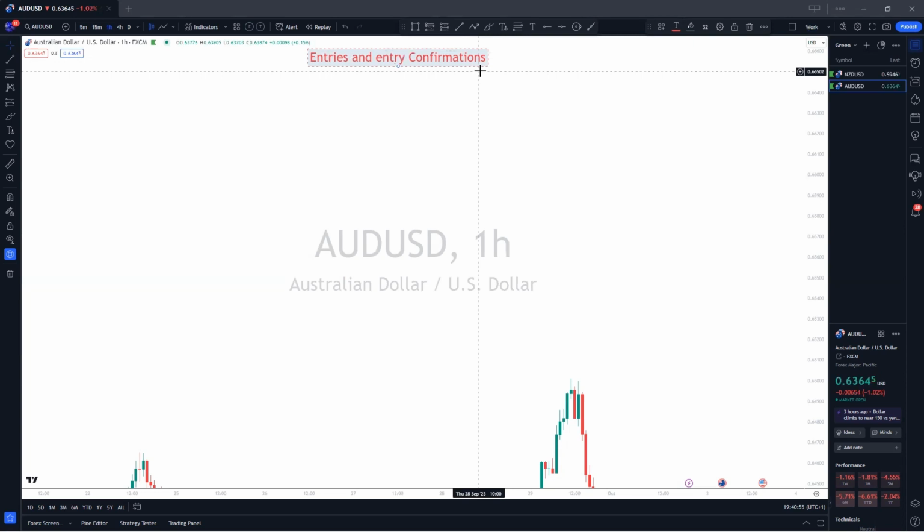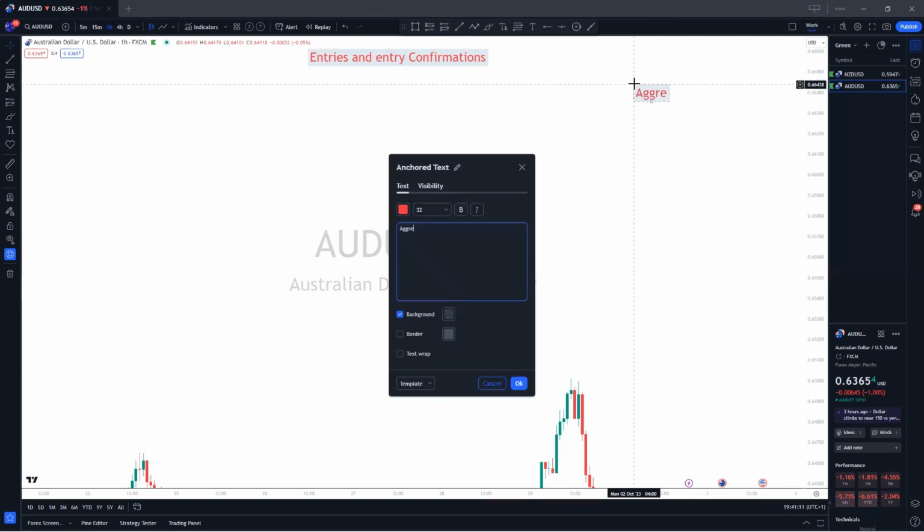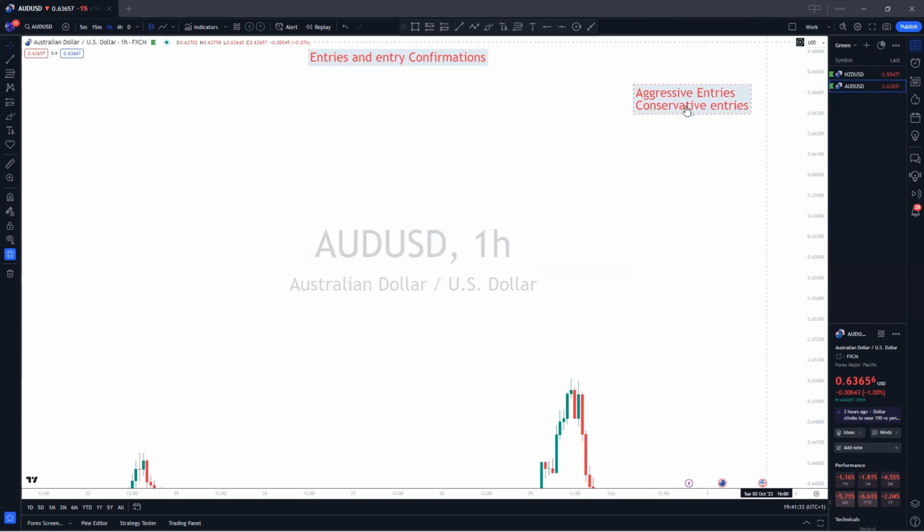Now, when it comes to how you're going to enter the trade, no matter the kind of trader you are, there are only two types of entries. Any trader you meet out there is going to be using one or both of them. We have aggressive entries and conservative entries. So I'm going to start with aggressive entries.